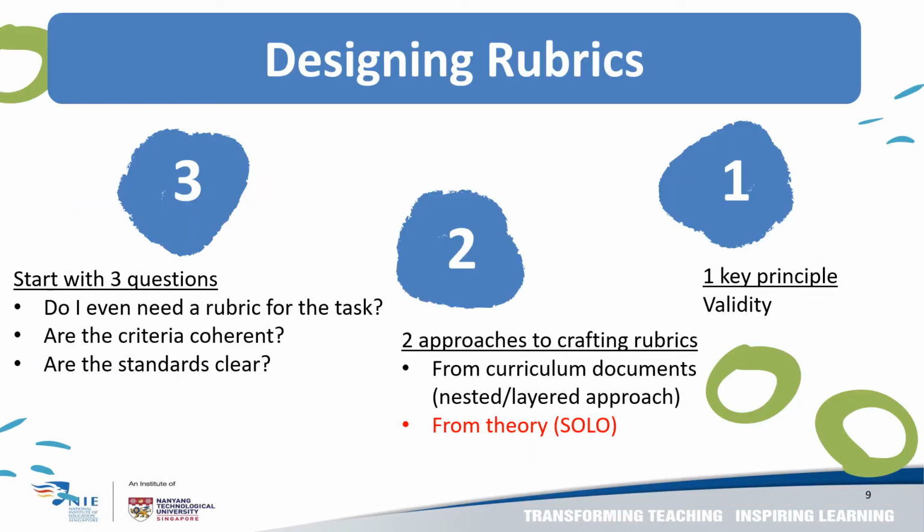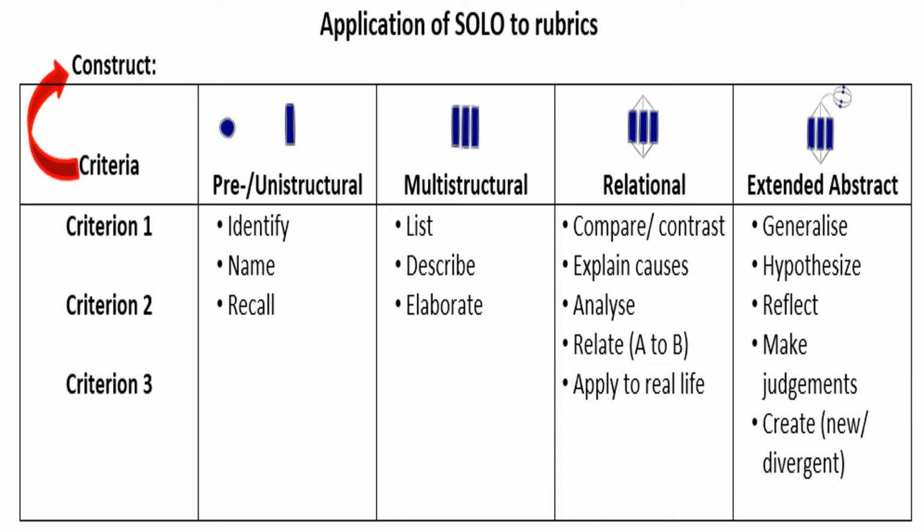Earlier, we looked at one way to craft rubrics from a nested or layered approach by drawing reference from curriculum documents. Now we're going to look at how we can begin to craft standards in the rubrics based on our understanding of the theory of SOLO levels. In applying SOLO to rubrics, what the taxonomy offers us is a way of communicating standards using the 5 levels of understanding.